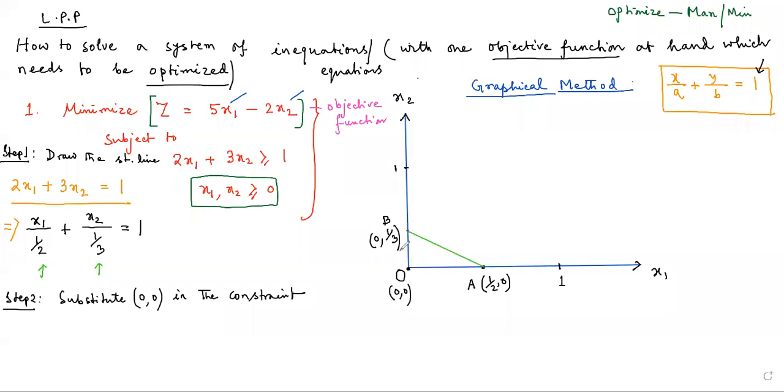And you know that if 0, 0 satisfies the inequation, the region will be on that side which contains 0, 0. But if I substitute 0, 0 in this inequation, 2x1 plus 3x2 greater than or equal to 1, you see that we'll get 0 greater than or equal to 1, which is absurd. And therefore, it is not satisfying the given inequation. And therefore, the region will be that side which doesn't contain 0, 0.